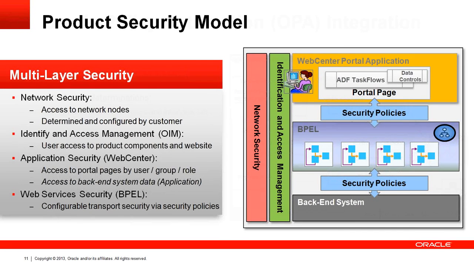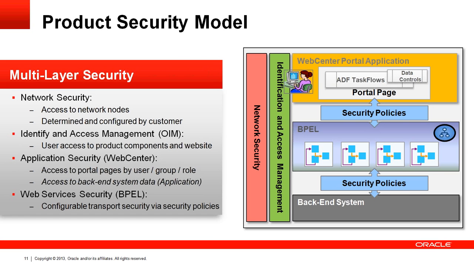Let's discuss a bit the product security model, and it has a few layers. The first layer is the network security, and the network security typically deals with physical access to the product or the way it's installed, to the physical servers and nodes in the network where the product is installed.